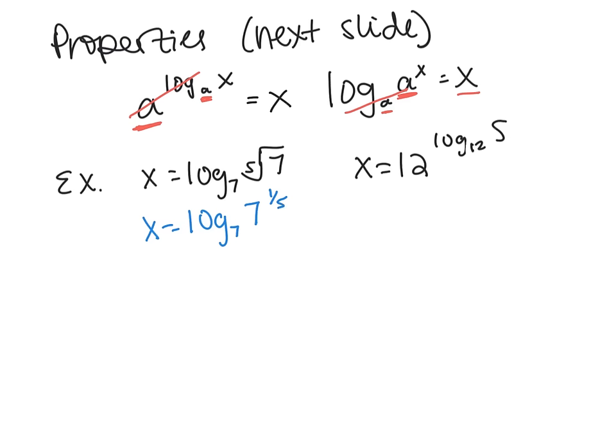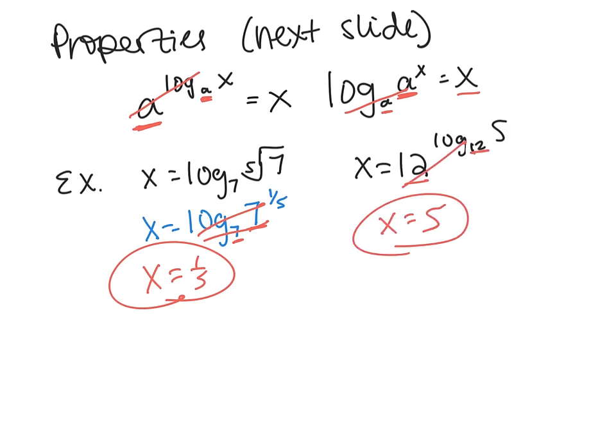Well, now using the property, if we have a log same base as the thing being raised to the exponent, those cancel out, the whole thing, and we're just left with x equals 1/5. For the second one, similar idea. We have 12 raised to log base 12. That means 12 and log base 12 cancel, and we're just left with x equals 5.